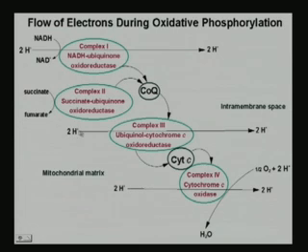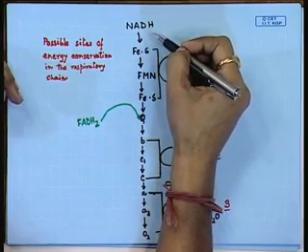In complex 3 also these protons are getting pumped out, and in complex 4 the protons are getting pumped out. We do not see any proton pumping in case of complex 2. Now, if we sum up the studies we have learned, I have already told you that 1 molecule of NADH is equivalent to 3 molecules of ATP.